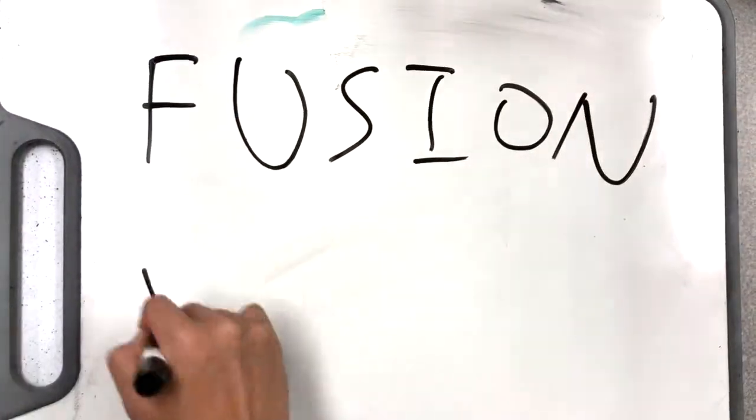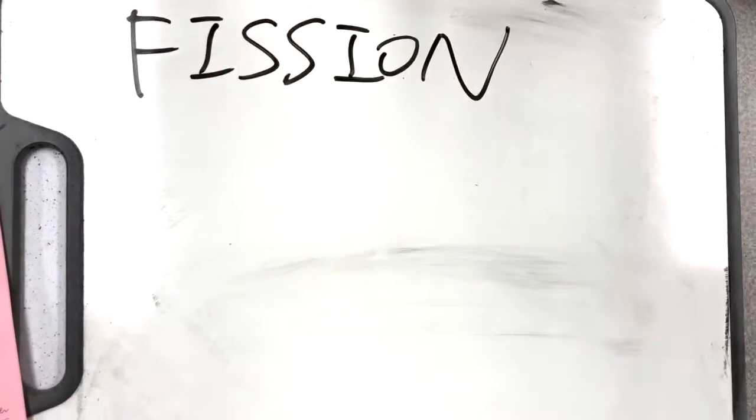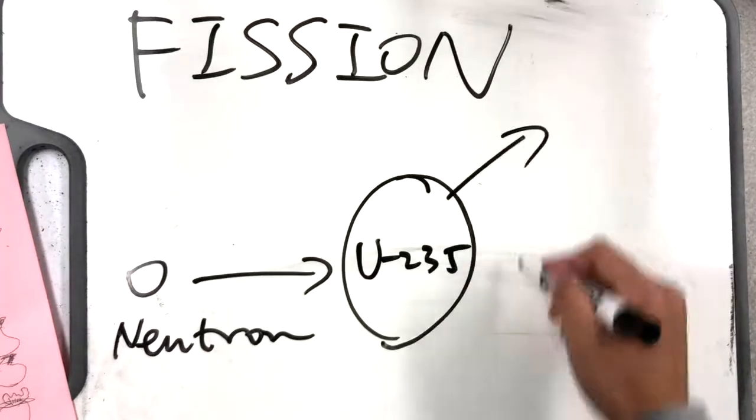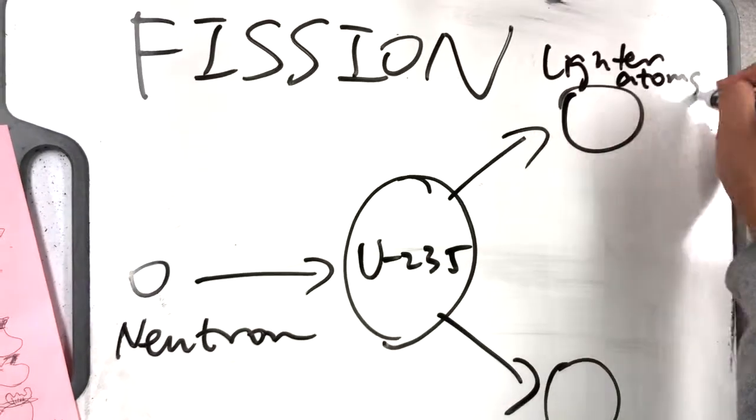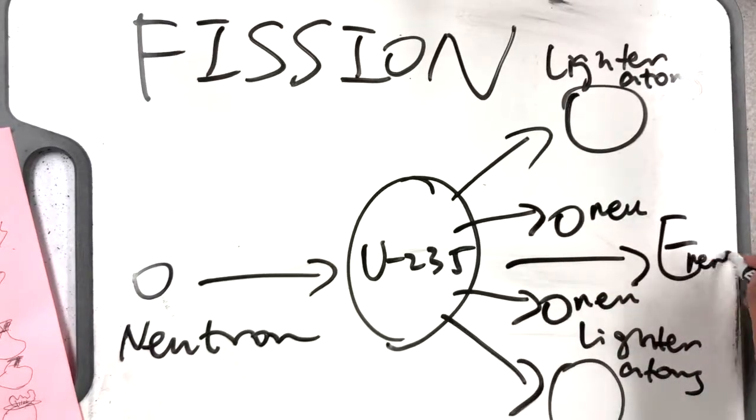Let's look at the science behind nuclear plants. First, let's go to fission, which is what nuclear plants are using today. Fission happens when a heavy nucleus, for instance uranium-235, when struck by a neutron, splits apart into lighter nuclei and releases energy. It also releases more neutrons, causing a chain reaction.